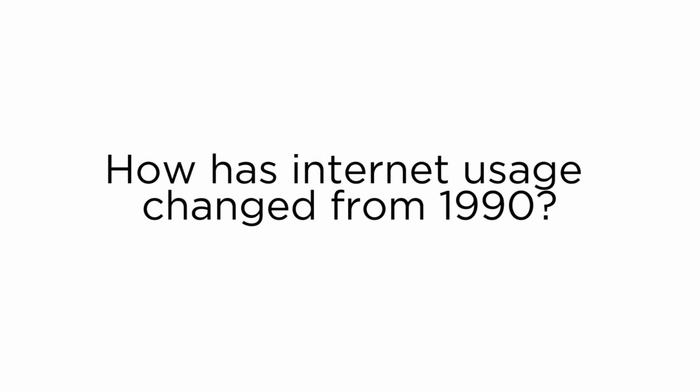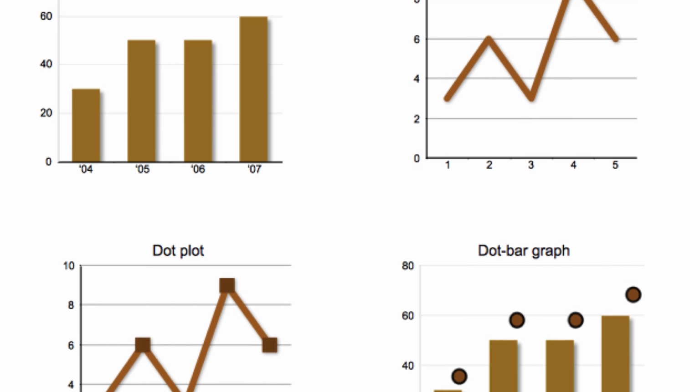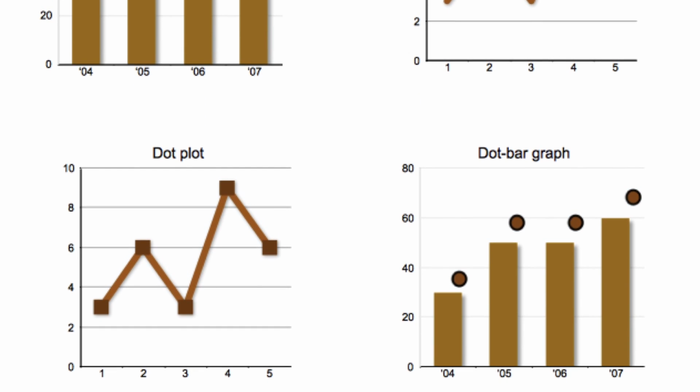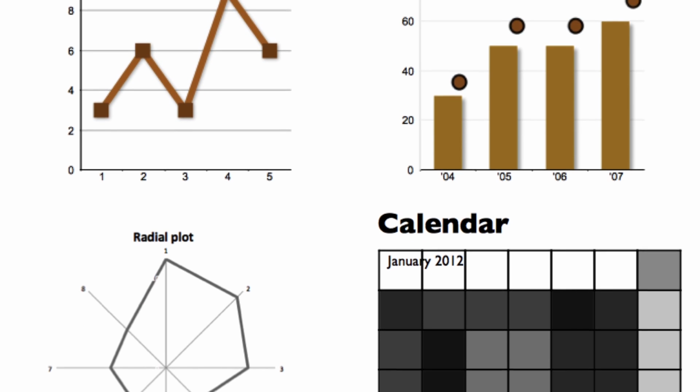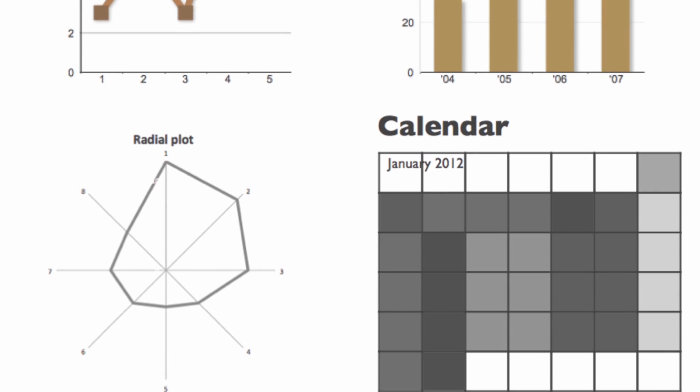Our task is to create a static display to clearly show how internet usage has changed since 1990. Well, there are many display types that we can choose from: a bar graph, a line chart, a dot plot, a dot bar graph, a radar plot, a calendar. Let's try to create a few of these and select the best one.